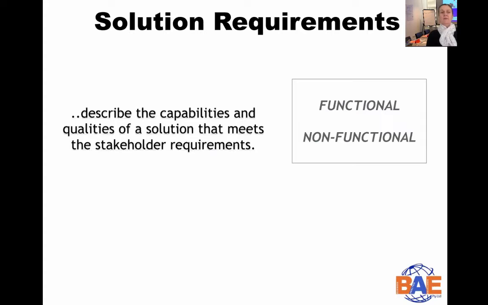If we now go and look at solution requirements. Now, these are the types of requirements that describe the capabilities and the qualities of a solution that meets the stakeholder requirements. So again, there's a link back to the stakeholder requirements. There are two types of solution requirements. You've got functional and non-functional. So let's start by looking at functional.